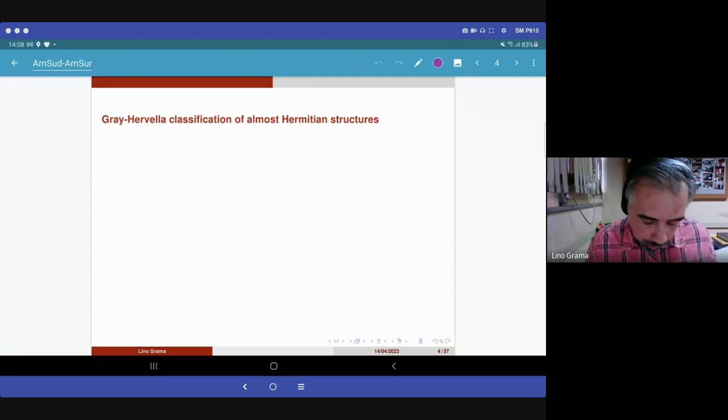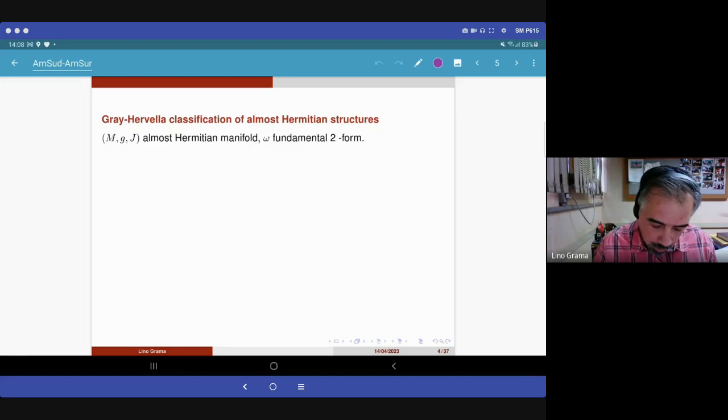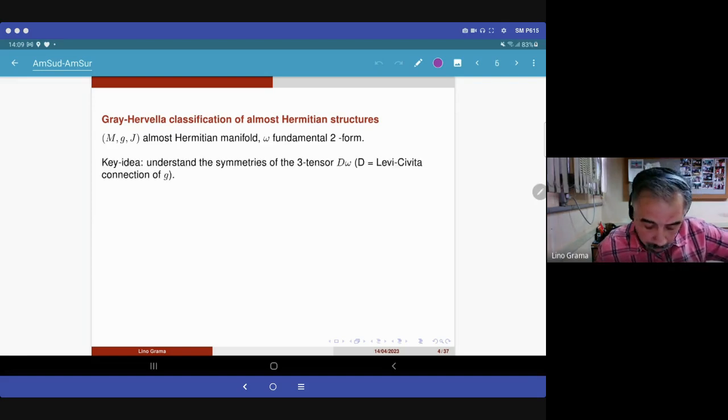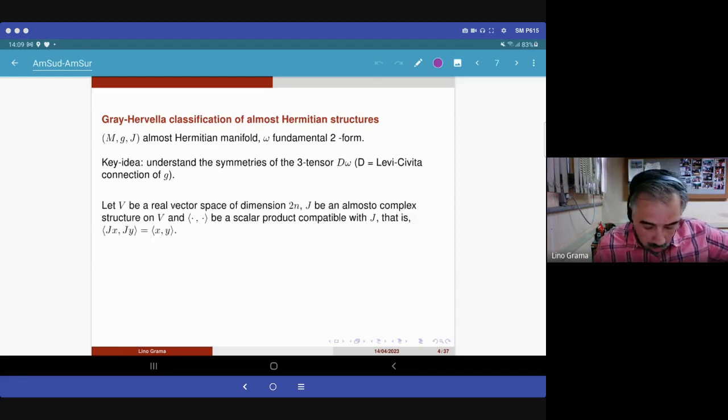Before that, actually, I prefer to make a quick review of the Gray-Hervella classification of almost Hermitian structures. This is a very classic topic, very interesting. We start with the almost Hermitian manifold and omega, the fundamental two-form. The key idea here is understanding the symmetries of this three-tensor, the covariant derivative of the fundamental two-form. And I just put the steps here.